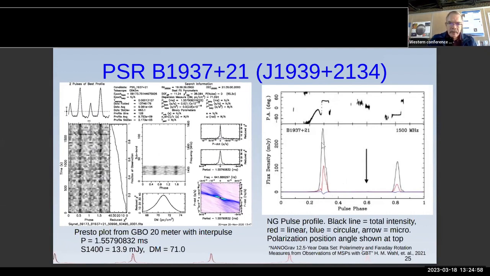And of course, it shows a very nice strong pulse. They also show the Stokes profiles. Red is linear and blue is circular. This is the interpulse over here. So that matches what we see here from Green Bank.